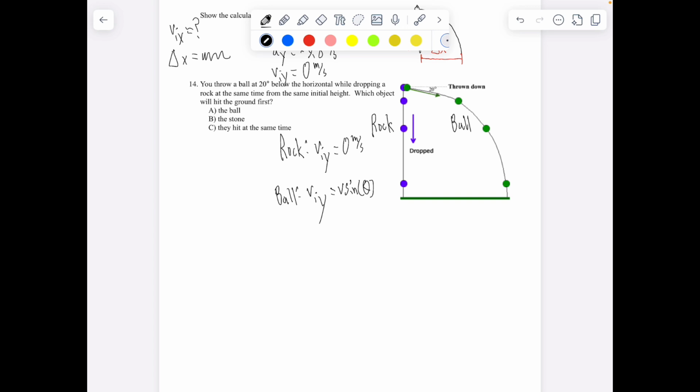This is just a proof of concept. It's thrown down. That means it's going to have some amount of initial velocity, and that would be negative since it'll be downwards. The acceleration for both of them, the ball and the stone, is negative 9.8. They have the same starting point. They're both falling the same distance. They have the same acceleration, but the ball just has a velocity downward right at the start. So that means the ball is going to hit the ground first.